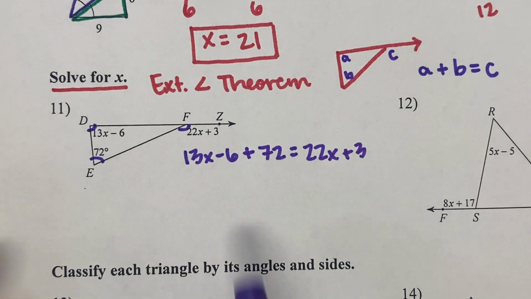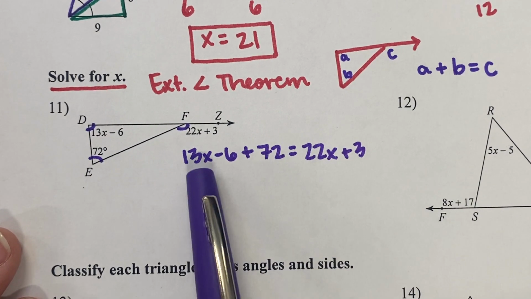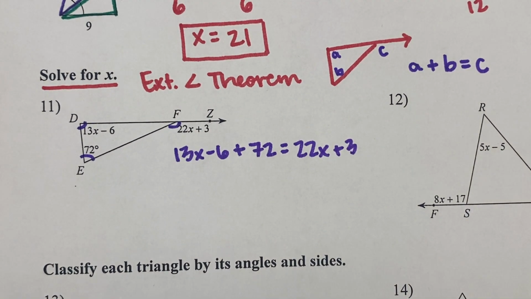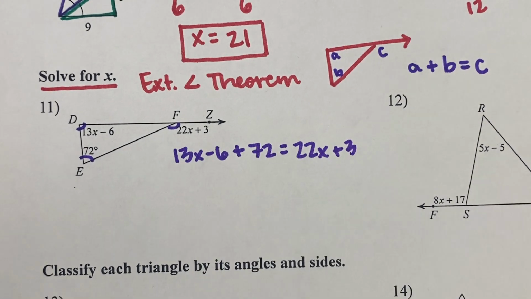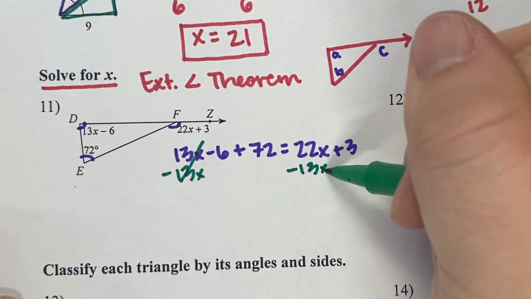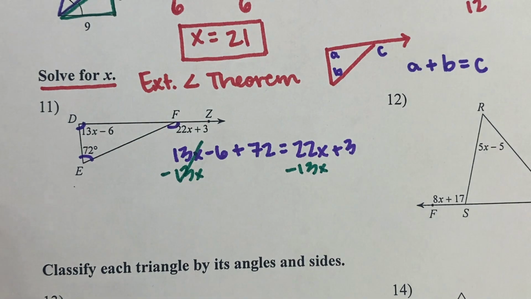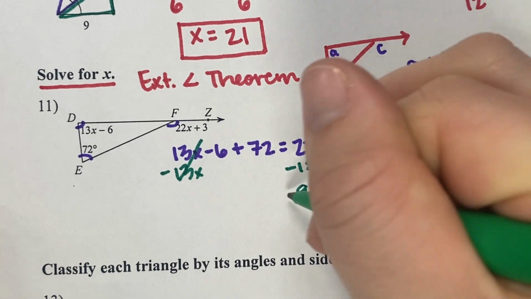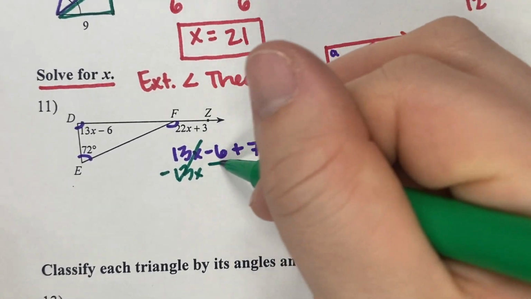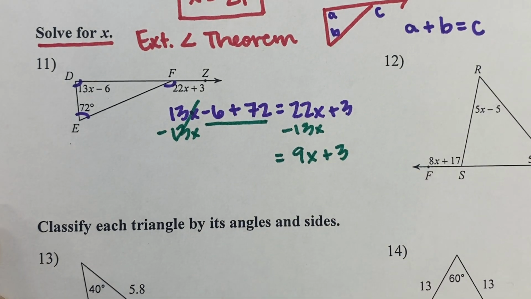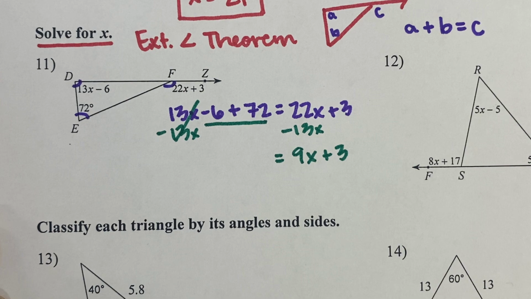Now we can start solving for x, but I have x's on both sides of my equal sign, which means we need to move the smaller one. Remember, I like moving the smaller one because it keeps it a positive number. The smaller one out of 13 and 22 is 13. So I'm going to subtract 13x from both sides. 22 minus 13 is going to give me 9, so I have 9x plus 3 on that side. Then I'm just going to combine these two numbers. Negative 6 plus 72, or think 72 minus 6, is 66.